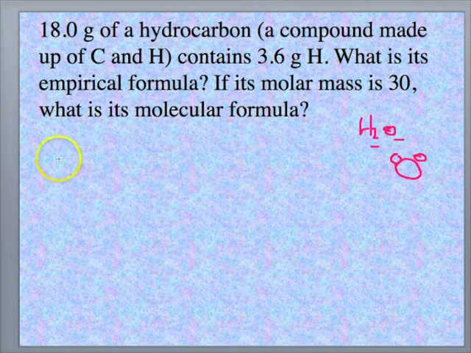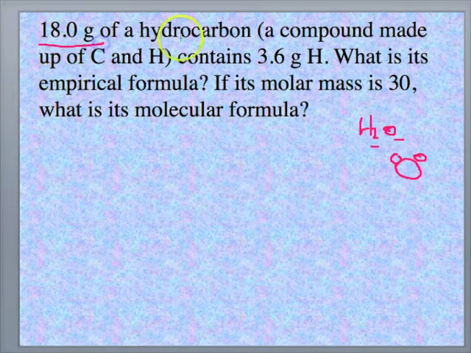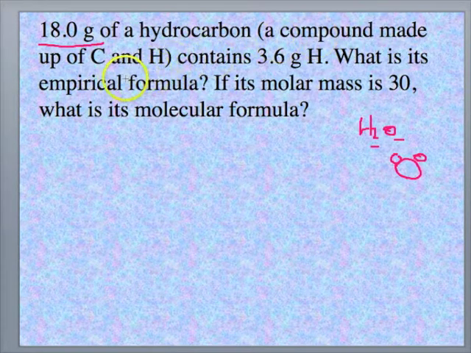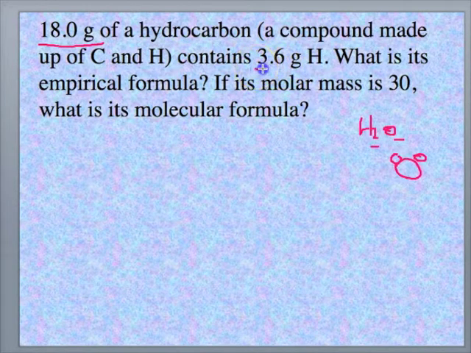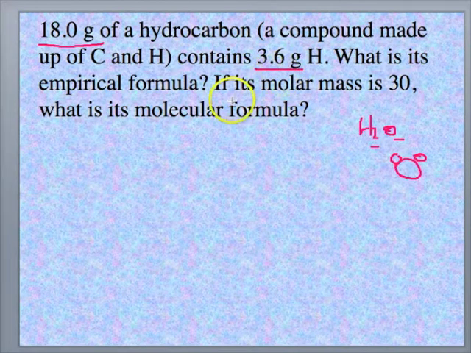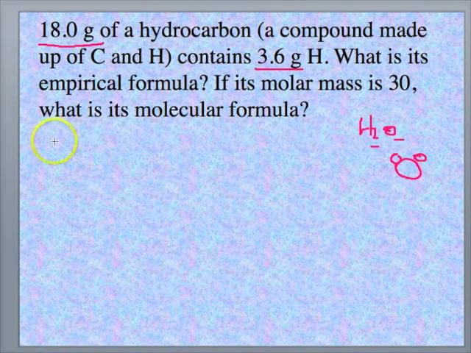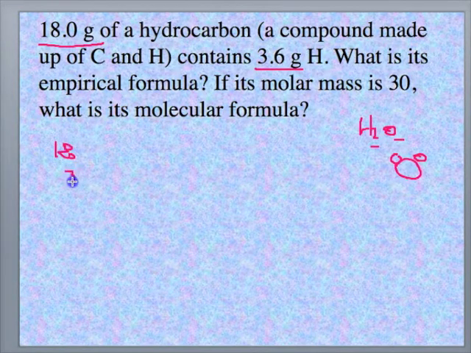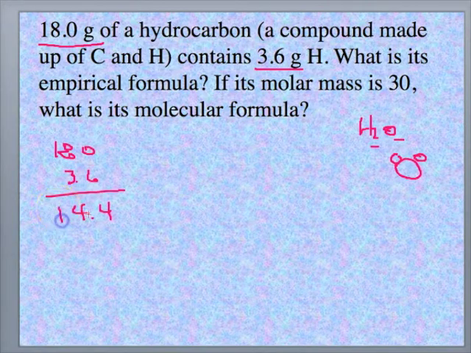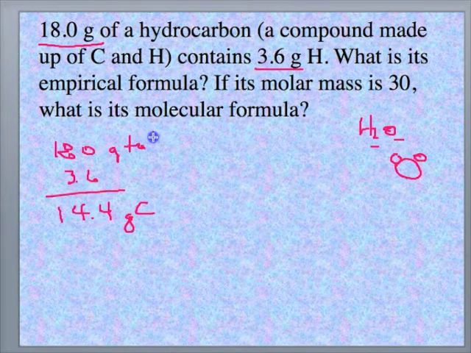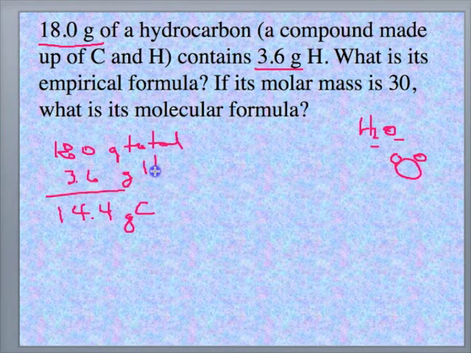So let's do this. Here we have 18 grams of hydrocarbon. It is just carbon and hydrogen. It contains 18 grams total, and of that 18, 3.6 grams are hydrogen. So we know the mass of one element, and we know the mass of the total, and we know there are just two elements. So if we subtract 3.6, that's 14.4 grams of carbon, won't it? This is grams total, this is grams of hydrogen. So 14.4 grams of carbon.